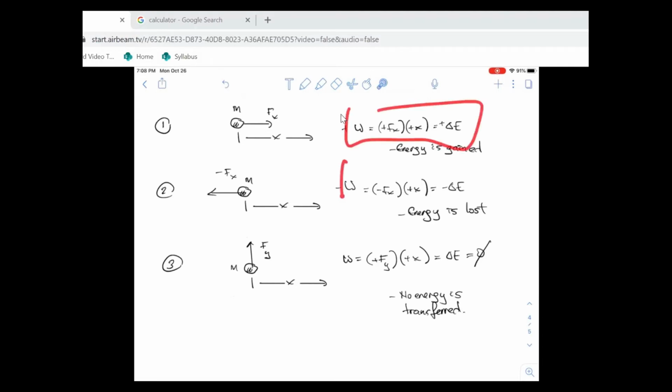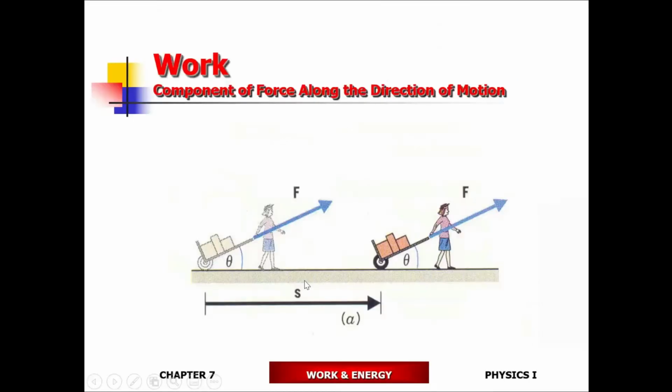So we can have positive work, you can have negative work, you can have no work. If the force is along the direction of motion, work is always positive, so the object is going to gain energy. If force is opposing motion, the work is always negative, which means that the object is going to lose energy. If force does not have a component along the direction of motion, no work is being done. No energy is being transferred. All right, so some real life cases.